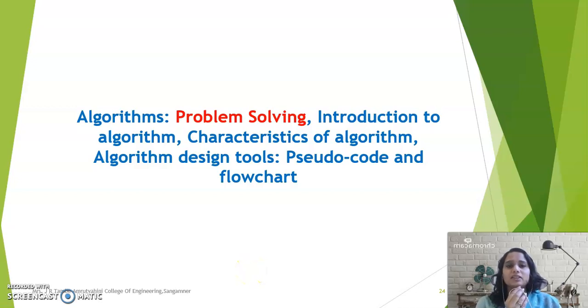So in the previous lecture, we had discussed data structure classification, how data structure is classified into different types. In today's lecture, we will see algorithms, where we will see the introduction to algorithm, characteristics of algorithm, and algorithm design tools like pseudocode and the flowchart.